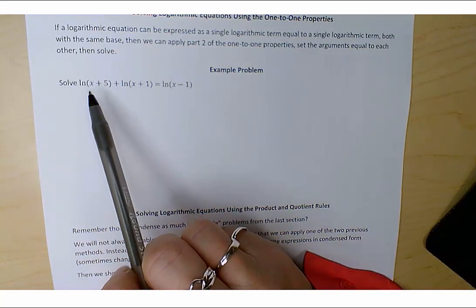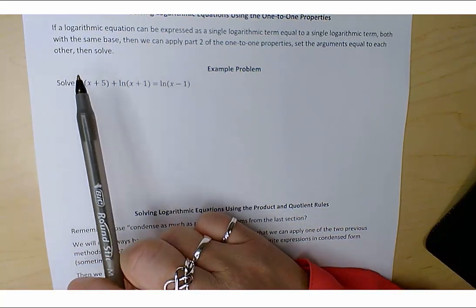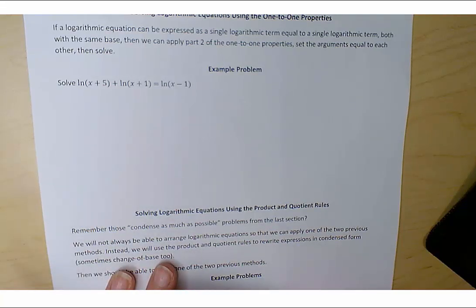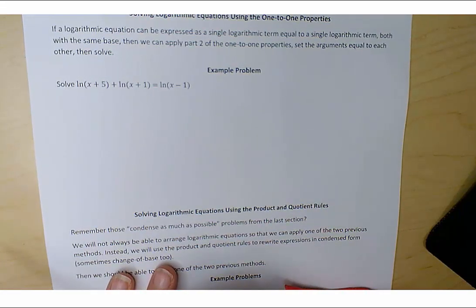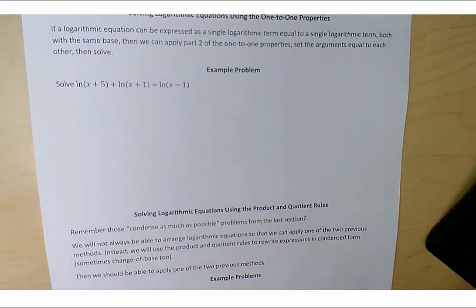Taking a look at our next example, we want to solve the following logarithmic equation. The first thing that I see is that we have multiple expressions here: ln x plus 5, ln x plus 1, ln x minus 1. Do understand that these all have the same base. We're going to use a combination of rules here, but first, we need to clean up our problem.